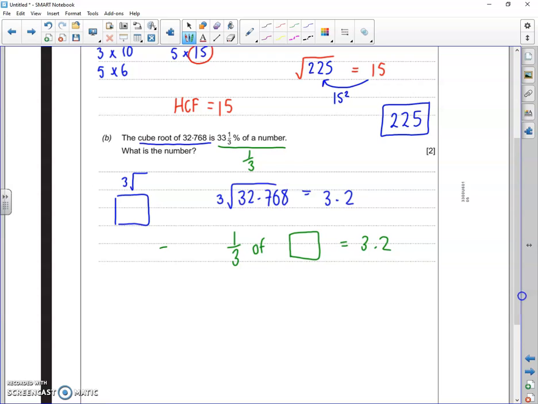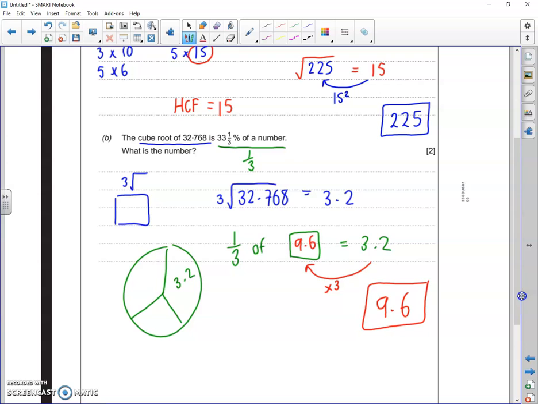If I draw it out, 1/3 of a number is 3.2. How would you find the whole number? You would do 3.2 times 3. So the missing number this time must be 9.6. So 9.6 is our final answer for part B.